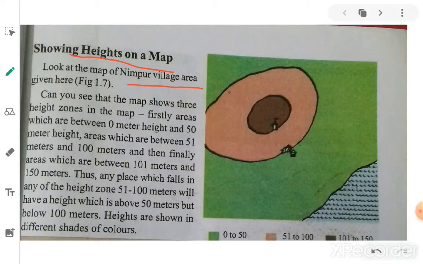You can see that the map shows three height zones. This is the first one, this is the second one, and this is the third one. Firstly, areas which are between 0 meters and 50 meters height. Here 0 means the sea level. This is 0 meters, and from here to this village it is 50 meters. So it is 0 to 50 meters.